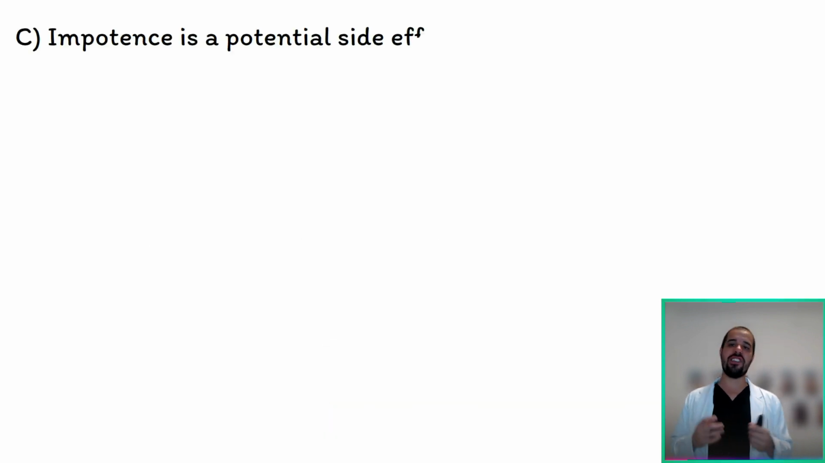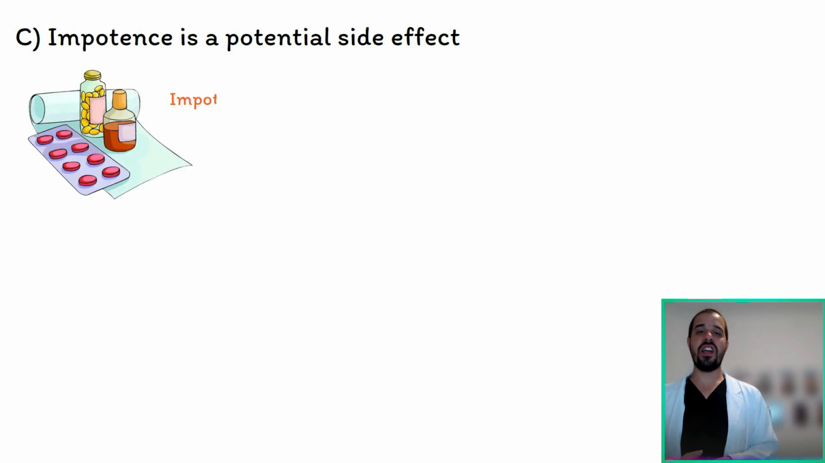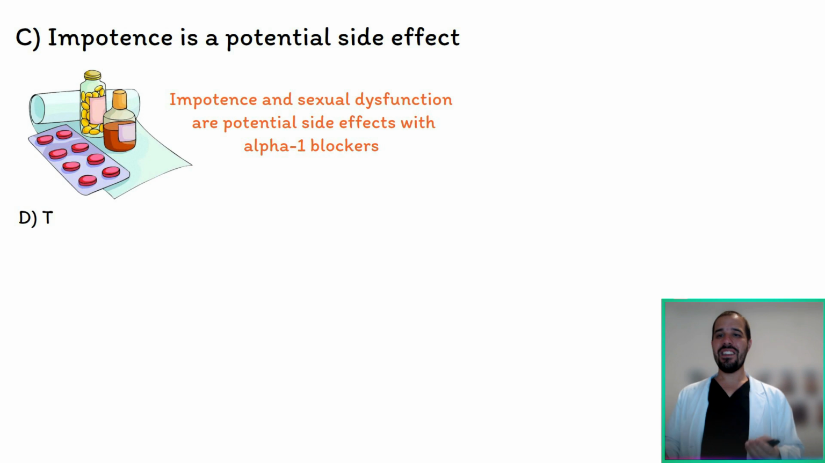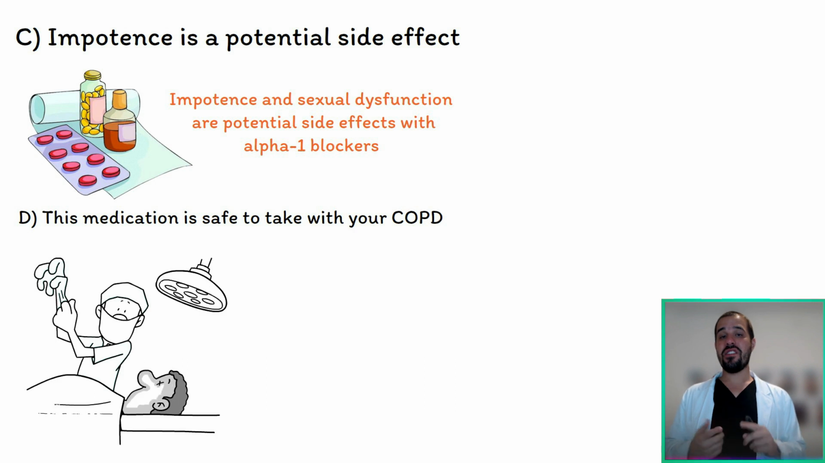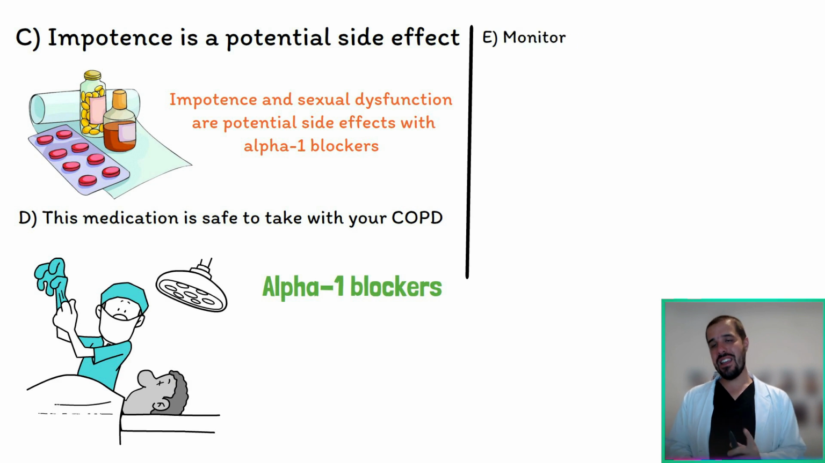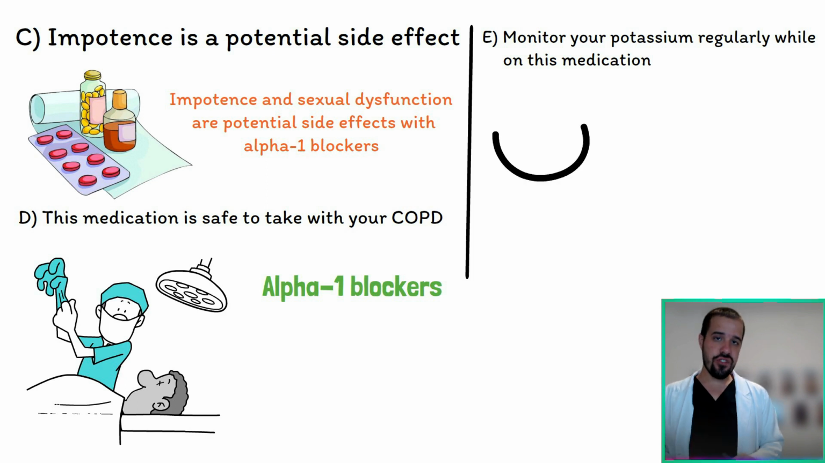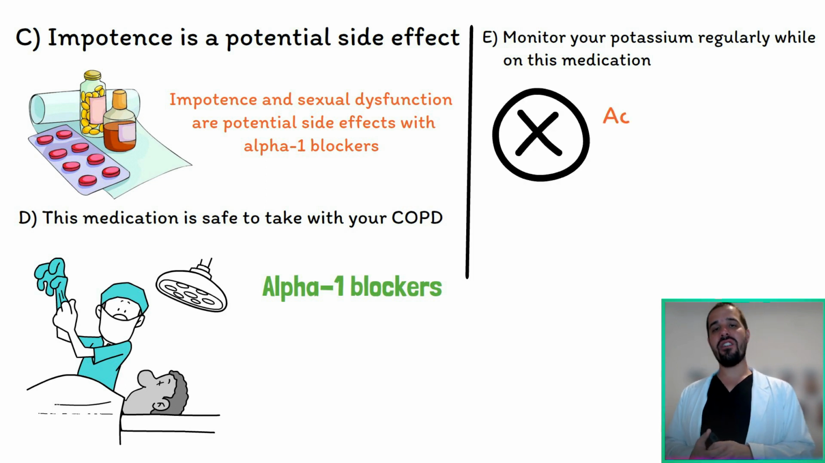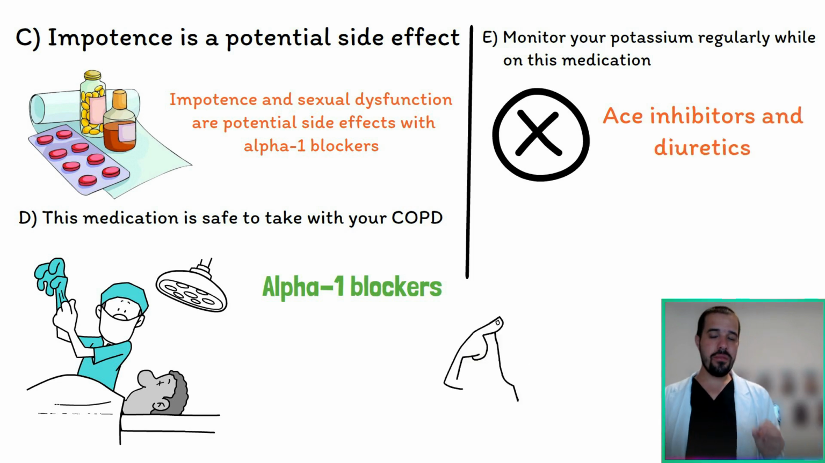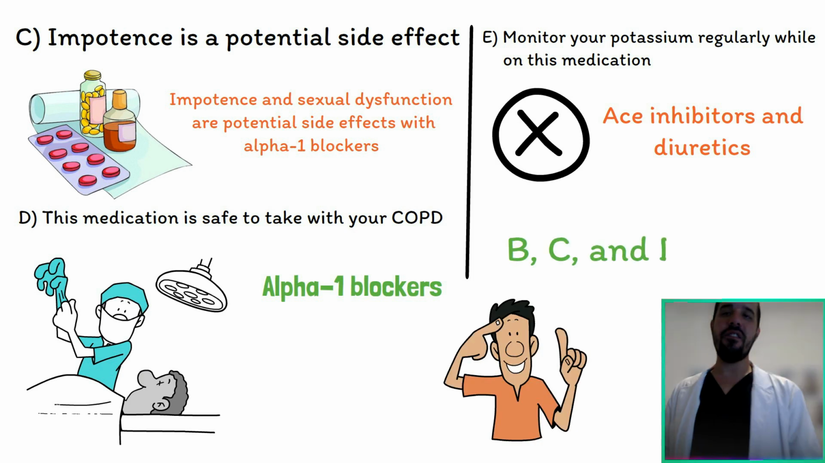C, impotence is a potential side effect while on this medication. That is true. Impotence and sexual dysfunction are potential side effects with alpha-1 blockers. D, this medication is safe to take with your COPD. That is true. COPD, renal patients, and diabetics can take alpha-1 blockers. And E, monitor your potassium regularly while on this medication. That is not true. Potassium normally pertains to things such as ACE inhibitors and diuretics. So the answer should be B, C, and D.